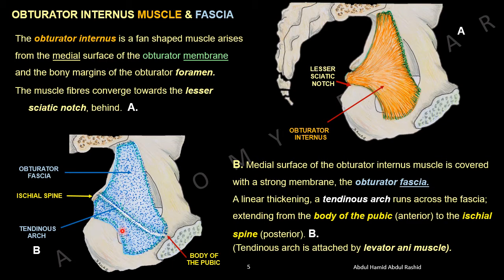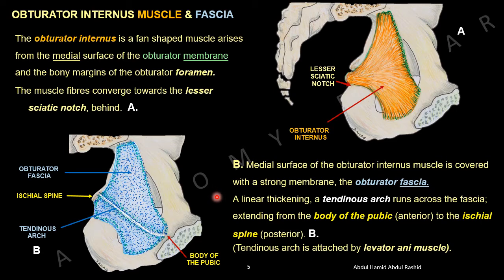Readers must not confuse the obturator membrane and the obturator fascia. The obturator membrane closes the obturator foramen on the lateral side. Its medial surface is attached by the obturator internus muscle. The medial surface of the obturator internus muscle is covered by the obturator fascia. Therefore, the membrane is most lateral, the fascia is most medial, and the muscle lies between the two.